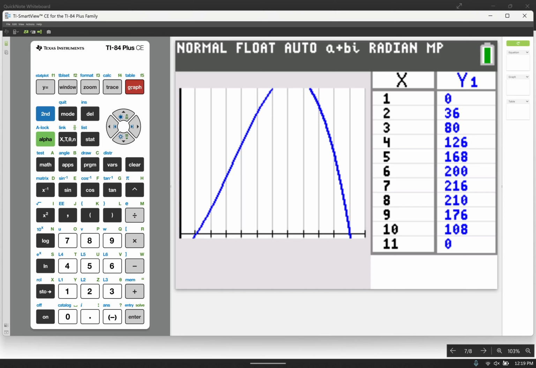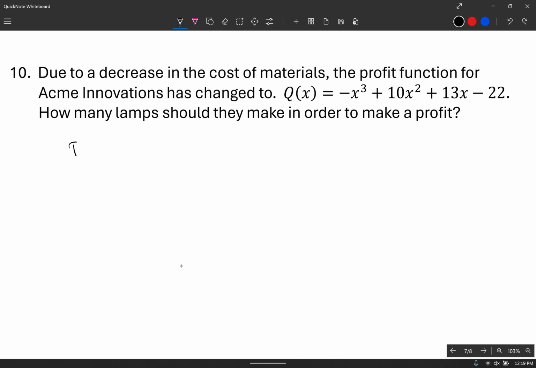Now I'm also going to use my table a little bit here because this looks like it's crossing at 1. And it is. I have a 0 there, so 1, 0. And then this is 11, so 11, 0. So I know those are my x-intercepts. So between 1 and 11 is where I will profit. So between, now remember, this is in thousands of lamps. So between 1,000 and 11,000 lamps.